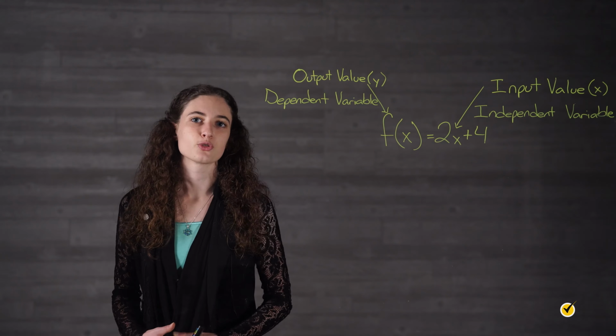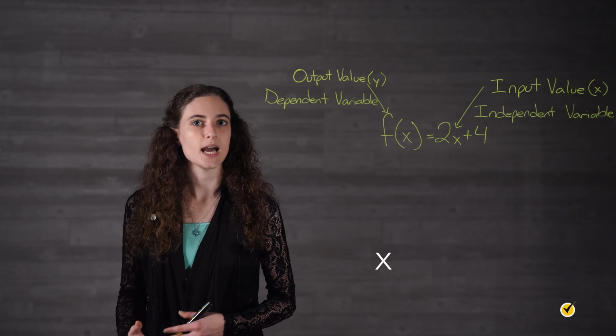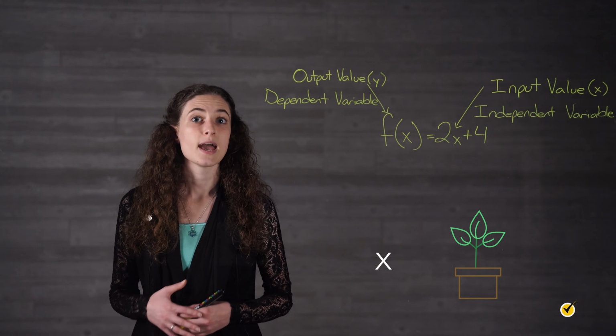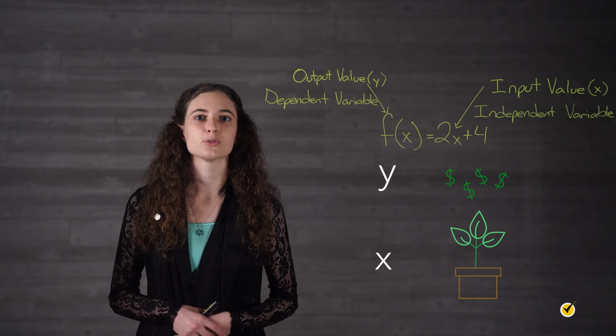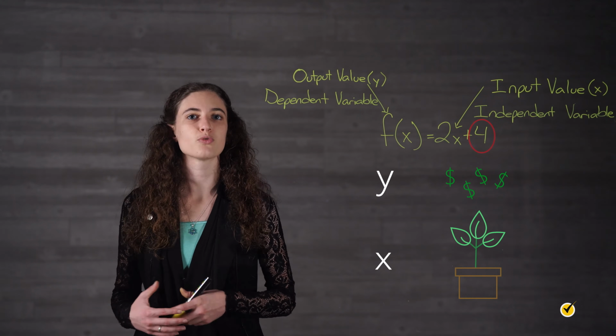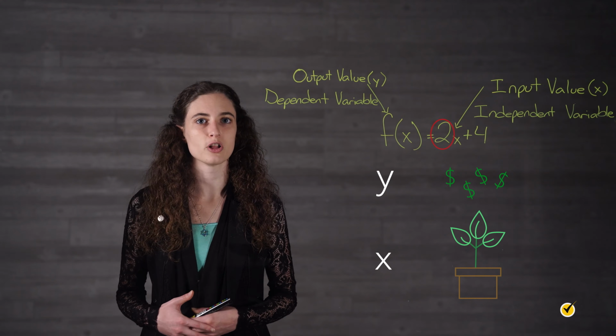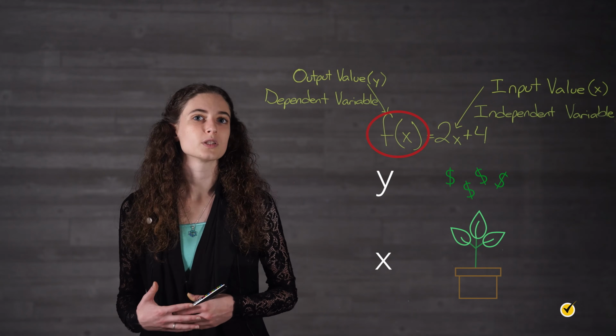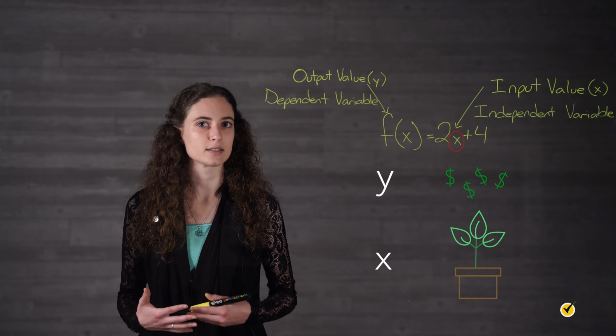This particular function could reflect a scenario where x represents how many plants you sell at a farmer's market, and f of x, or y, is how much money you will make. If you started with $4 and you sell each plant for $2, the money you earn, y, will depend on how many plants you sell, x.